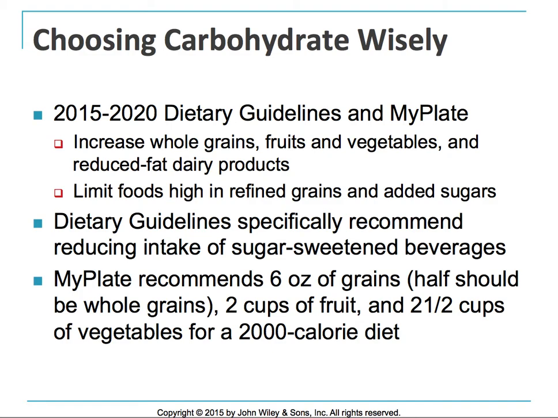A little bit more about choosing carbohydrates wisely. Again, the dietary guidelines and MyPlate focus on increasing whole grains, fruits and vegetables, and reduced fat dairy products, limiting foods high in refined grains and added sugars. The dietary guidelines specifically recommend reducing intake of sugar sweetened beverages, and MyPlate recommends 6 ounces of grains, half of which should be whole, 2 cups of fruit, and 2.5 cups of vegetables a day for a 2,000 calorie diet.